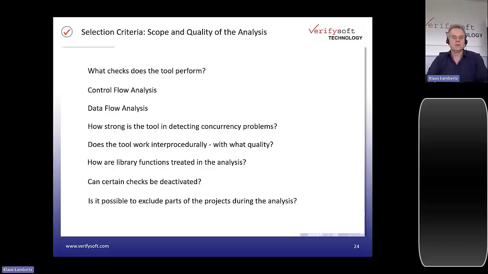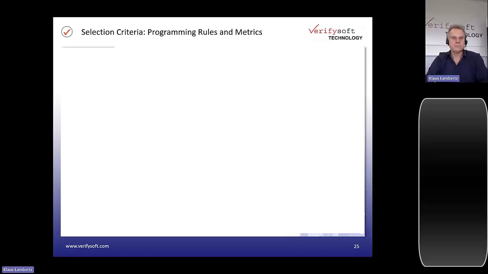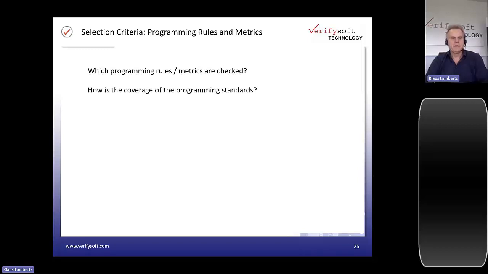This is important when you check for a tool. So programming rules and metrics: which programming rules and which metrics are checked? How is the coverage of the programming standards? For example, now MISRA C or MISRA C++ 2023, it's rather new. Does the tool already check for this?